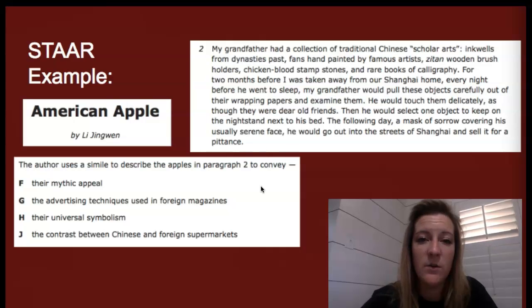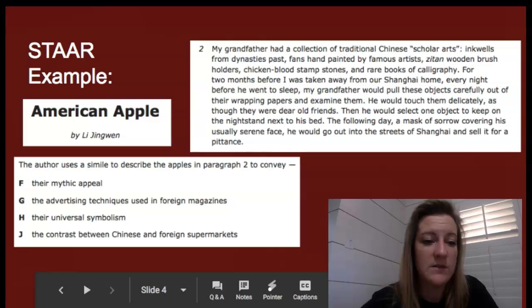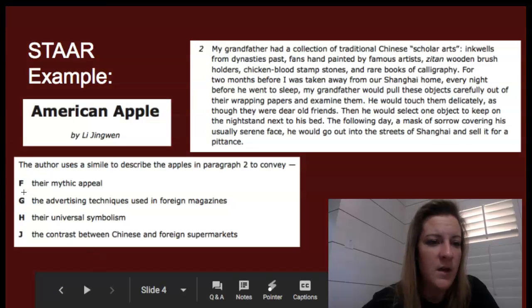text. Based on the little section here, we can automatically assume, without having read the whole passage, that it has to do with Chinese culture. It's listed right here, and then he talks about being in Shanghai. So that can give us some clues into how to answer this question. Let's look at the answer choices. The author uses this simile to show what?